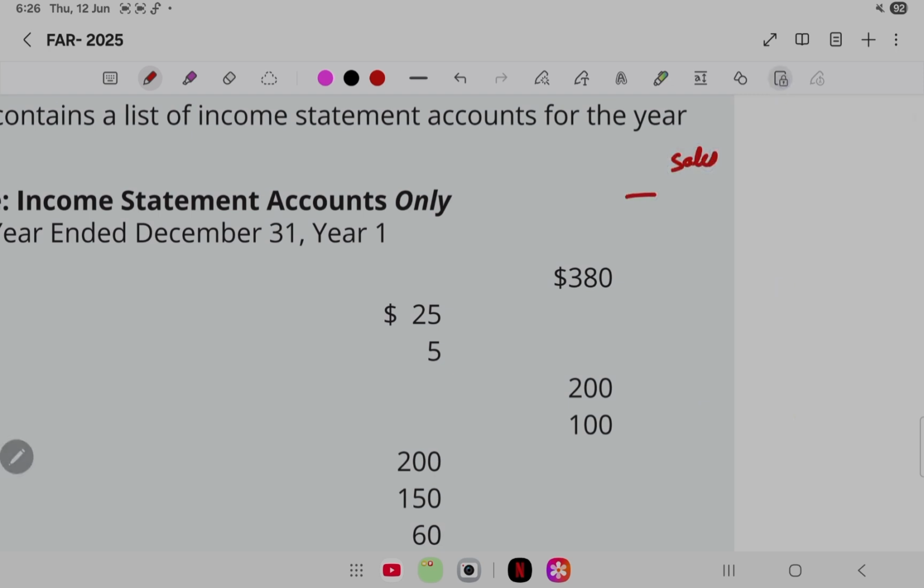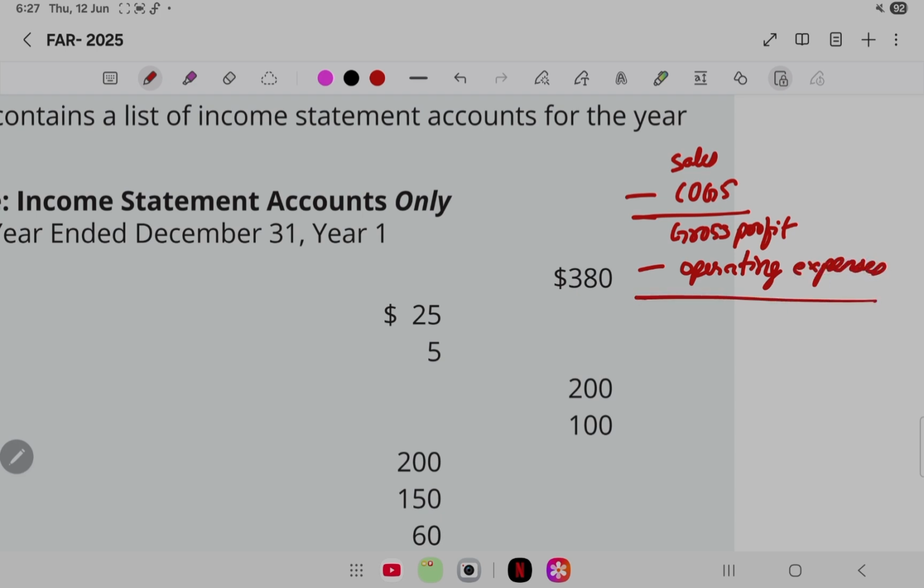Sales minus cost of goods sold. Here we come at gross profit, then minus operating expenses. We are coming at the operating income, minus non-operating items. What are the points in there? They are G and L, gains and losses.